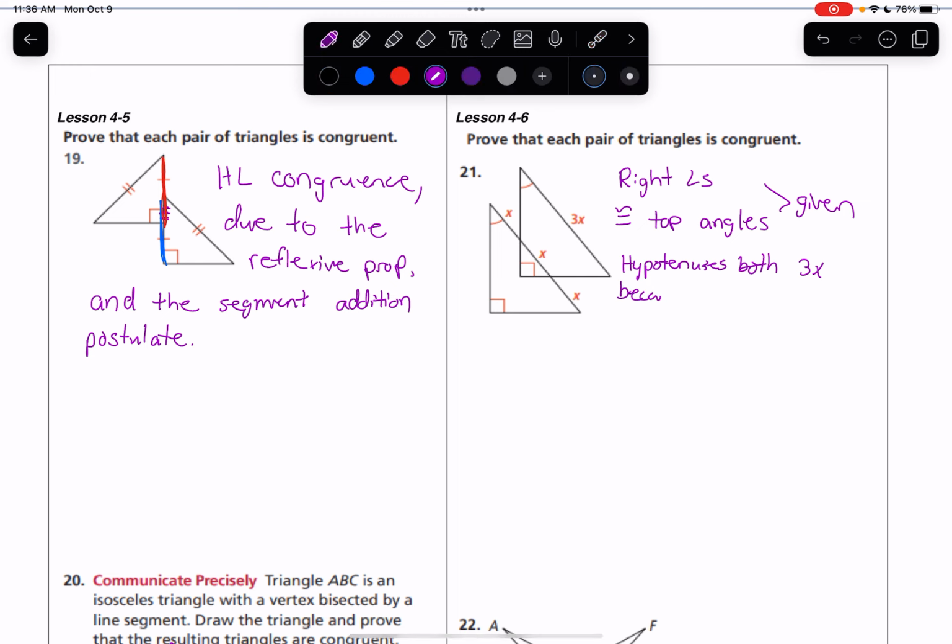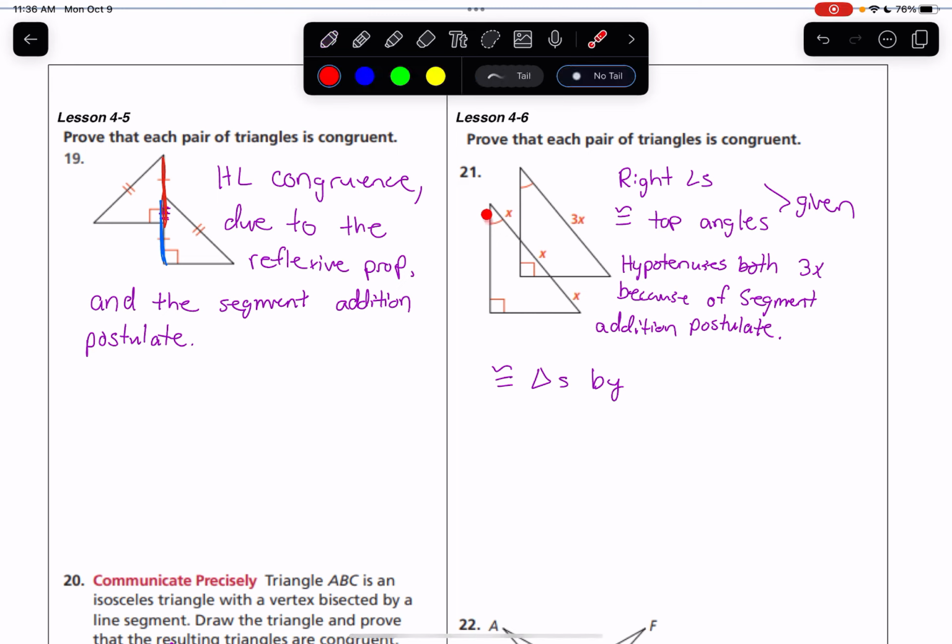So because of the segment addition postulate, these triangles are congruent triangles by angle side. I'm sorry. Yeah. Angle side congruence. So that's what we have here. Angle side.